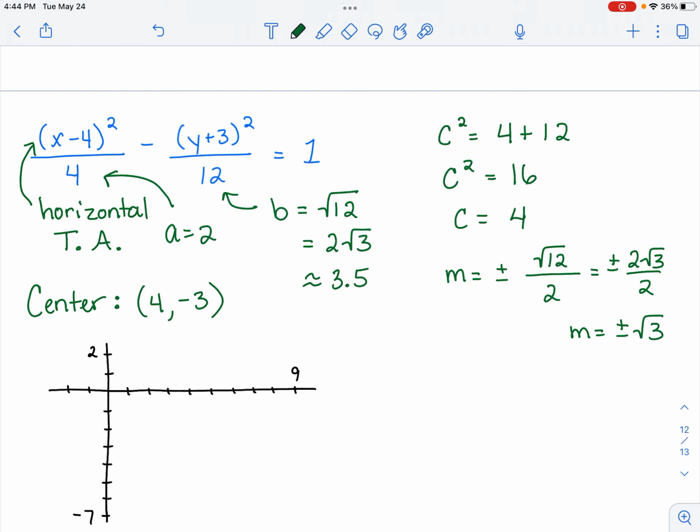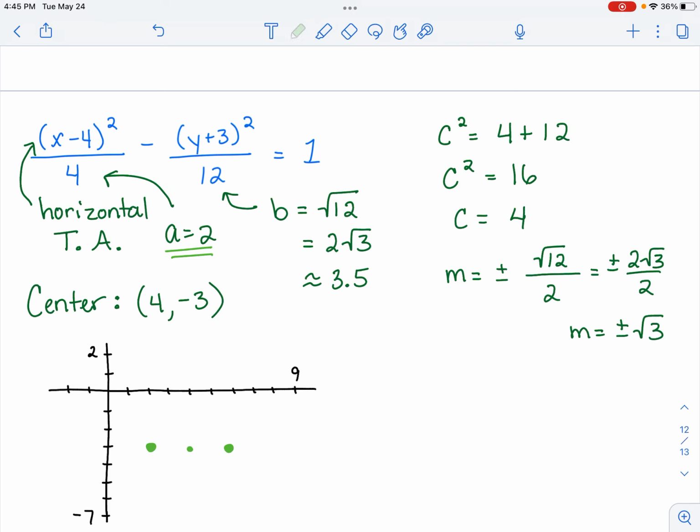Center. I'm going to put my center point. I'm going to switch it up. I'm actually going to do this with light green for a better contrast. Center point, I'm going to go to 1, 2, 3, 4, negative 3. That's my center point. All right, my vertices are 2 units to the left and right. So I'm going to go left 2, right 2. My center doesn't really look centrally located. Let's slide it over a little bit. There we go. Okay. That looks a little better.